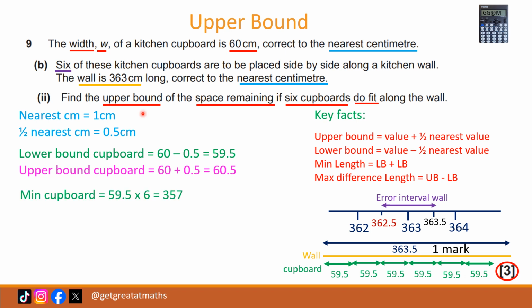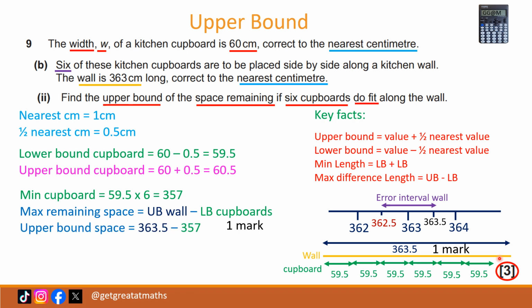So in order to do this, we need to know the total length of the minimum cupboards. So if I do my 59.5 times 6, which is the distance from this end to this end of the cupboards, which gives me 357. Now to work out this space remaining, I need to do the maximum length of the wall, take away the lower bound of the cupboards, which will give me 363.5, take away 375, which is worth 1 mark.